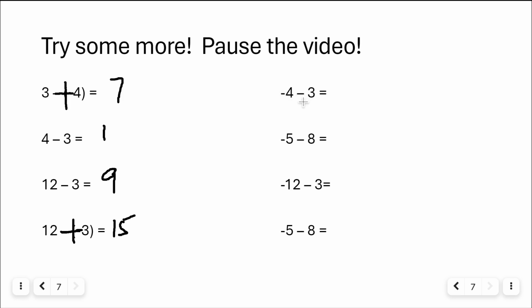-4 minus 3. The signs are the same. They're both negatives. So add the numbers together. 4 plus 3 makes 7, and keep the sign. -5 minus 8. Okay, the signs are the same. So I'm going to add these two numbers. It's 13. Keep the sign. -12 minus 3. Add these two numbers. That's 15. Keep the sign. -5 minus 8. Add these two numbers. So that's 13. Keep the sign. There's my answers. So hopefully you got them all right.